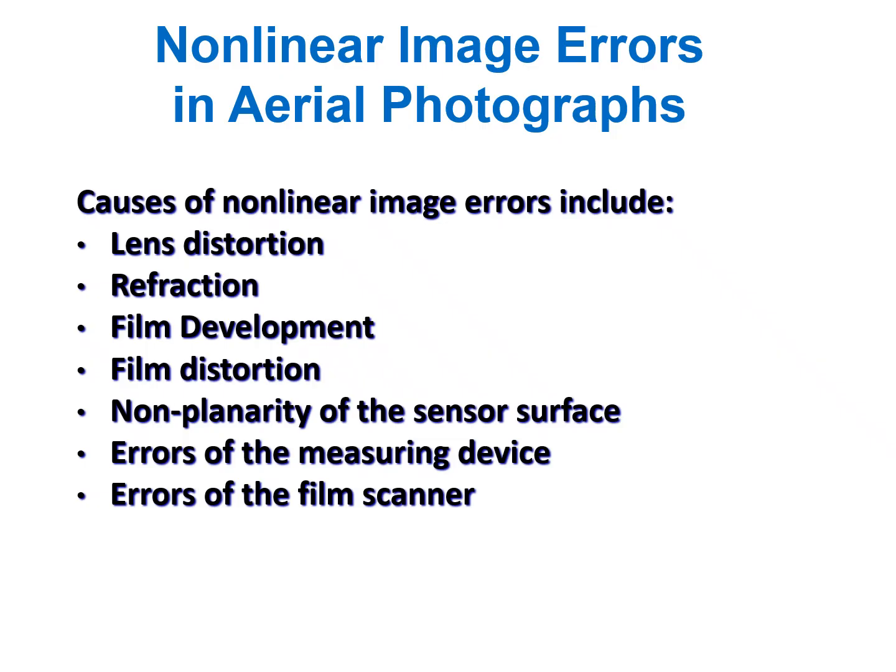Nonlinear image errors in aerial photographs. Causes of nonlinear image errors include lens distortion, refraction, film development, film distortion, non-planarity of the sensor surface, errors of the measuring device, errors of the film scanner.